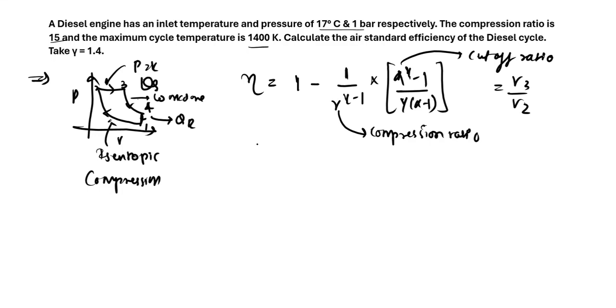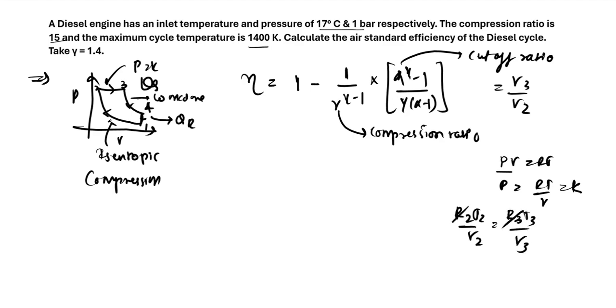We have 1 to 2 as an isentropic compression process, so from the initial temperature we can calculate the final temperature. Why are we calculating the final temperature? Because we have been given the temperature at point 3, and we know that 2 to 3 is a constant pressure process. From the ideal gas equation, we have PV equal to RT, so pressure can be written as RT by V. If it is a constant pressure process, then RT by V will also be constant. Applying it to process 2 to 3, R is a constant, so it will get cancelled, and you have V3 by V2 as T3 by T2.